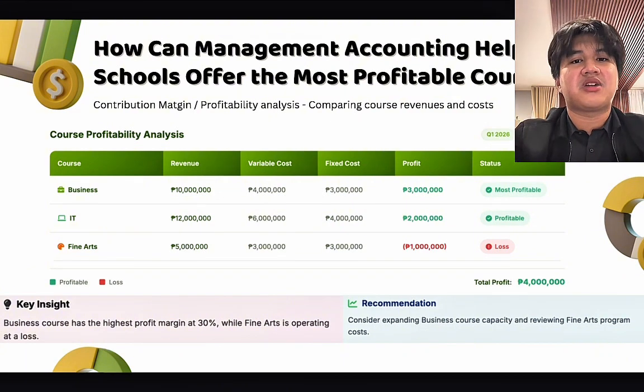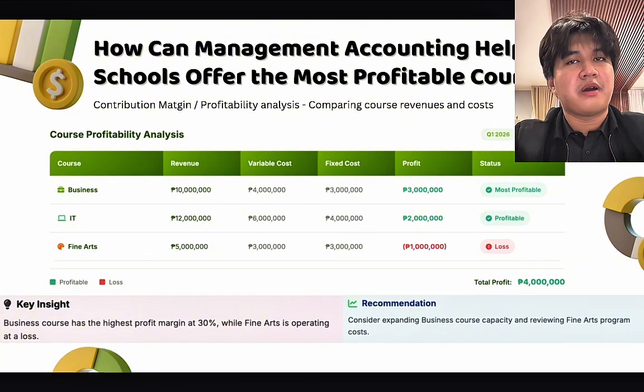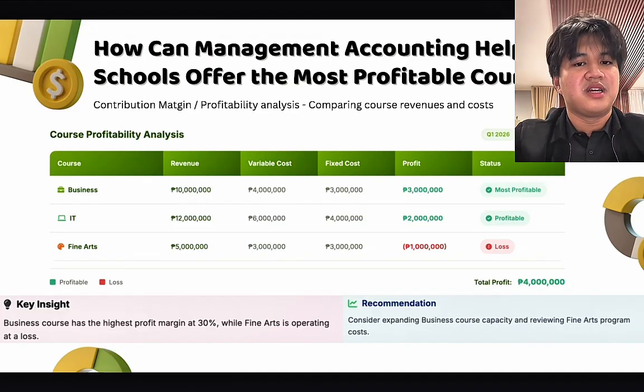From this analysis, managers can see that the business program is the most profitable, followed by IT, while fine art is currently operating at a loss. This information can help school administration make decisions such as, first, increasing the investment in high-profit programs by expanding facilities and faculty. Second, improving low-performing programs by reducing unnecessary costs and redesigning the curriculum. And third, reassessing whether the unprofitable programs should be maintained for strategic or academic reasons.